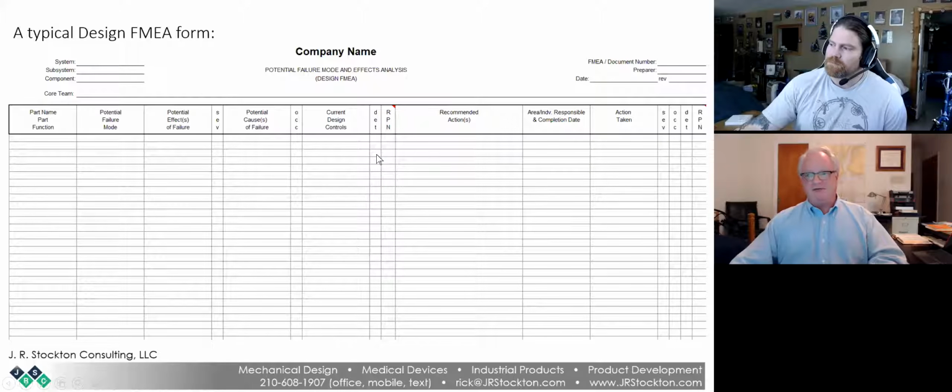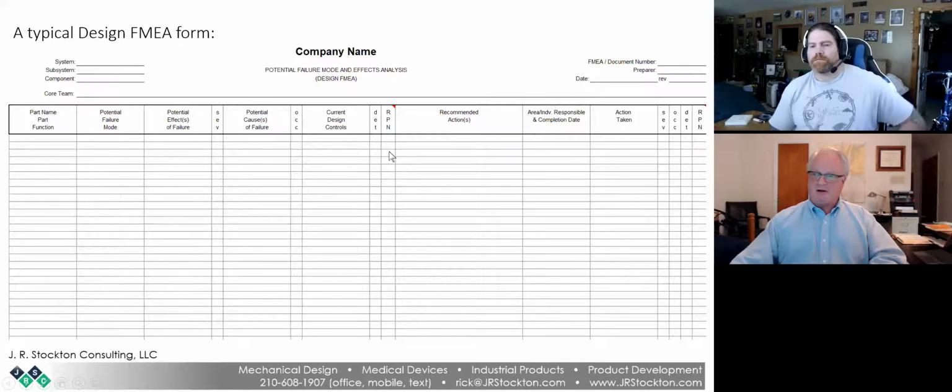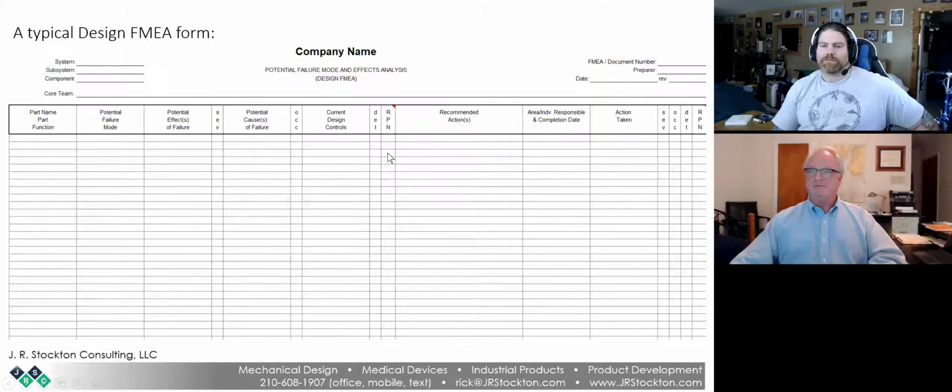And we also have, conveniently, a 1 to 10 system here. These three numbers, at the lowest being 1 times 1 times 1, are all multiplied in the RPN. And the RPN is the risk priority number. And so what we do is, the higher the number, of course, the more risk there is. The largest number you could possibly have is 10 times 10 times 10, 1,000. And the smallest you could have is 1 times 1 times 1, or 1.